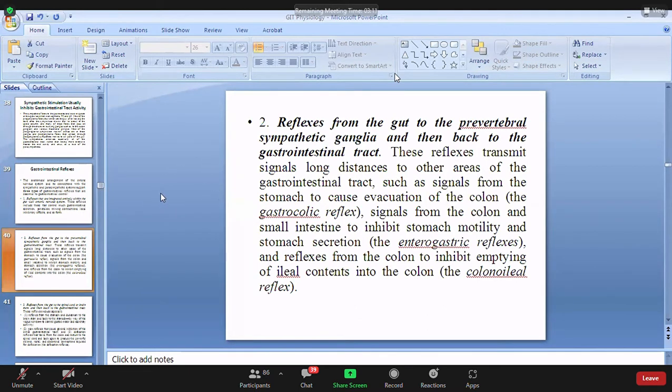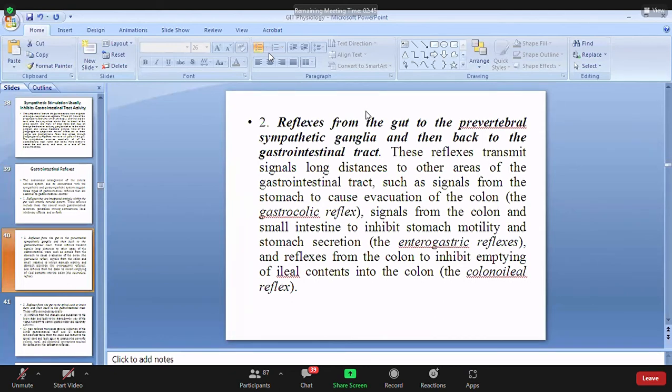this stomach is filled with food, then the impulse again comes back to the gut wall and causes the colonic contraction to evacuate the colon. Am I able to explain it? Yes, ma'am. Only two of you have understood, right? Out of 86, only 2 of you have understood what I have said.